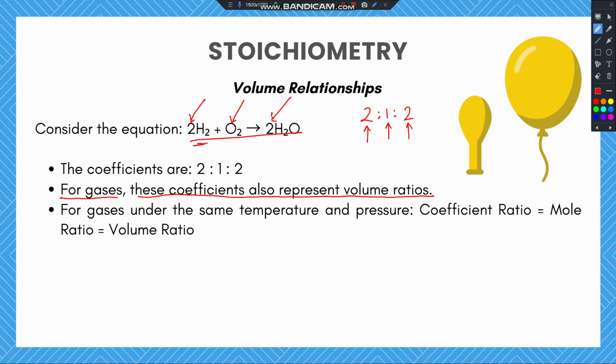What that simply means is that if the volume of hydrogen is 2 liters, the one for oxygen will be 1 liter and the one for H2O will also be 2 liters. So that's for conditions where the temperature and the pressure are the same. For gases under the same temperature and pressure, the coefficient ratio is equal to the mole ratio, and it is also equal to the volume ratio.